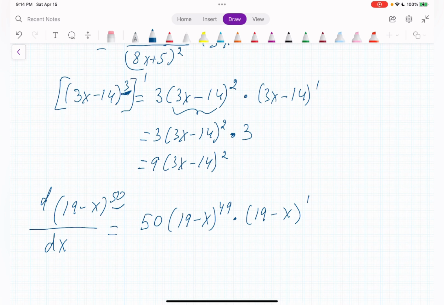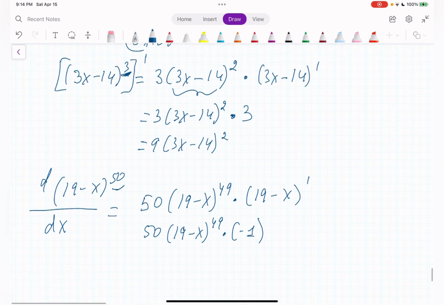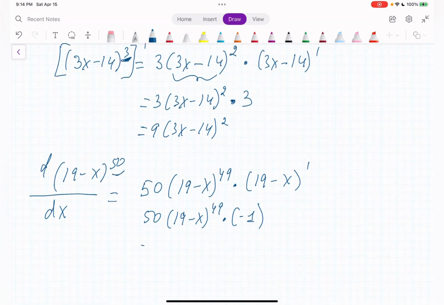We get 50 times 19 minus x to power 49, and times what? The derivative of 19 is 0, minus x is going to be negative 1. So the answer is going to be negative 50, 19 minus x to power 49. Let me take the picture of it.